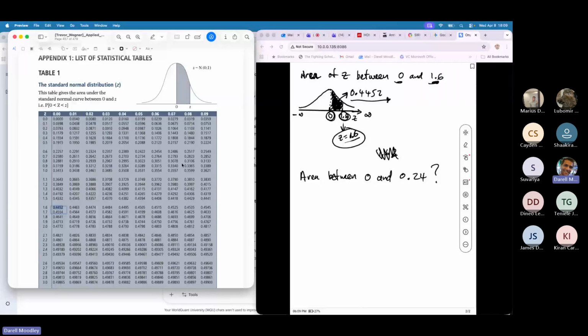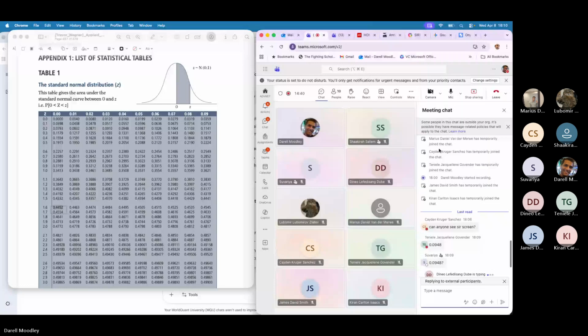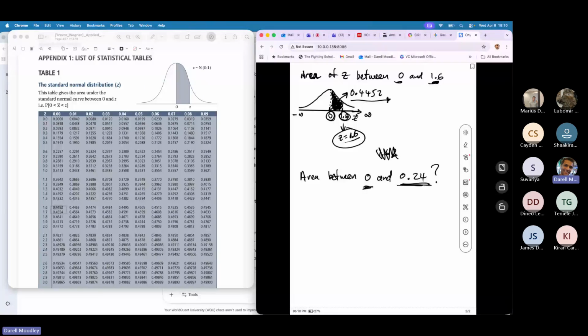Okay, so I'm going to go to the chat. You've got the textbook. All right, make a note. You're looking for the area between 0 and 0.24. Write the answer in the chat. I'm getting some answers. Good, good, good. I see people wrote 0.0948. That's what you wrote, and that is the correct answer. Well done. Good, you're following.